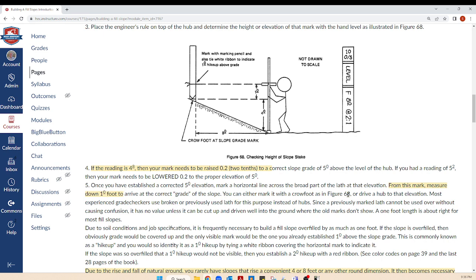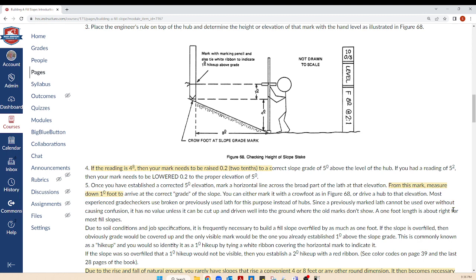You can either mark it with the crow foot, as in figure 68, or drive a hub in the ground. Crow's feet are quicker. Hubs are more accurate. Most experienced grade checkers use broken or previously used laths for this purpose instead of hubs, since a previously marked lath cannot be used over without causing confusion. You don't use a lath that's already been marked on.